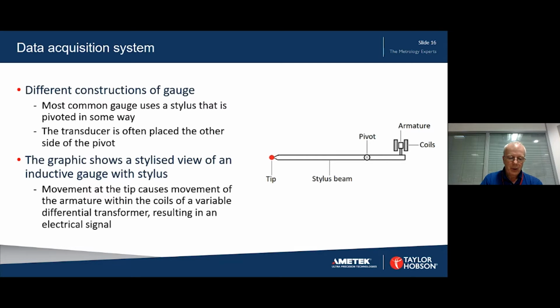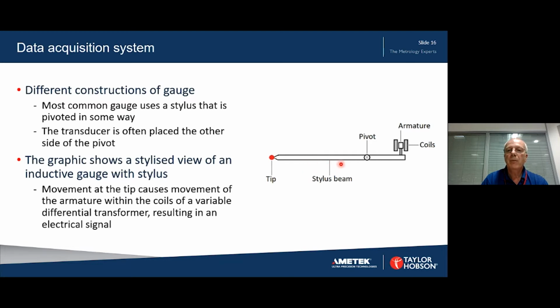This graphic here shows the inductive gauge. Movement at the stylus tip will cause movement of an armature within the coils of a variable differential transformer. The electronics associated with the transformer produce a signal that is proportional to the displacement of the stylus tip. Now, for clarity, I've omitted from this diagram the stylus angle setting mechanism and the interface between the stylus and the gauge. However, what is immediately apparent is that the stylus is part of a lever mechanism.